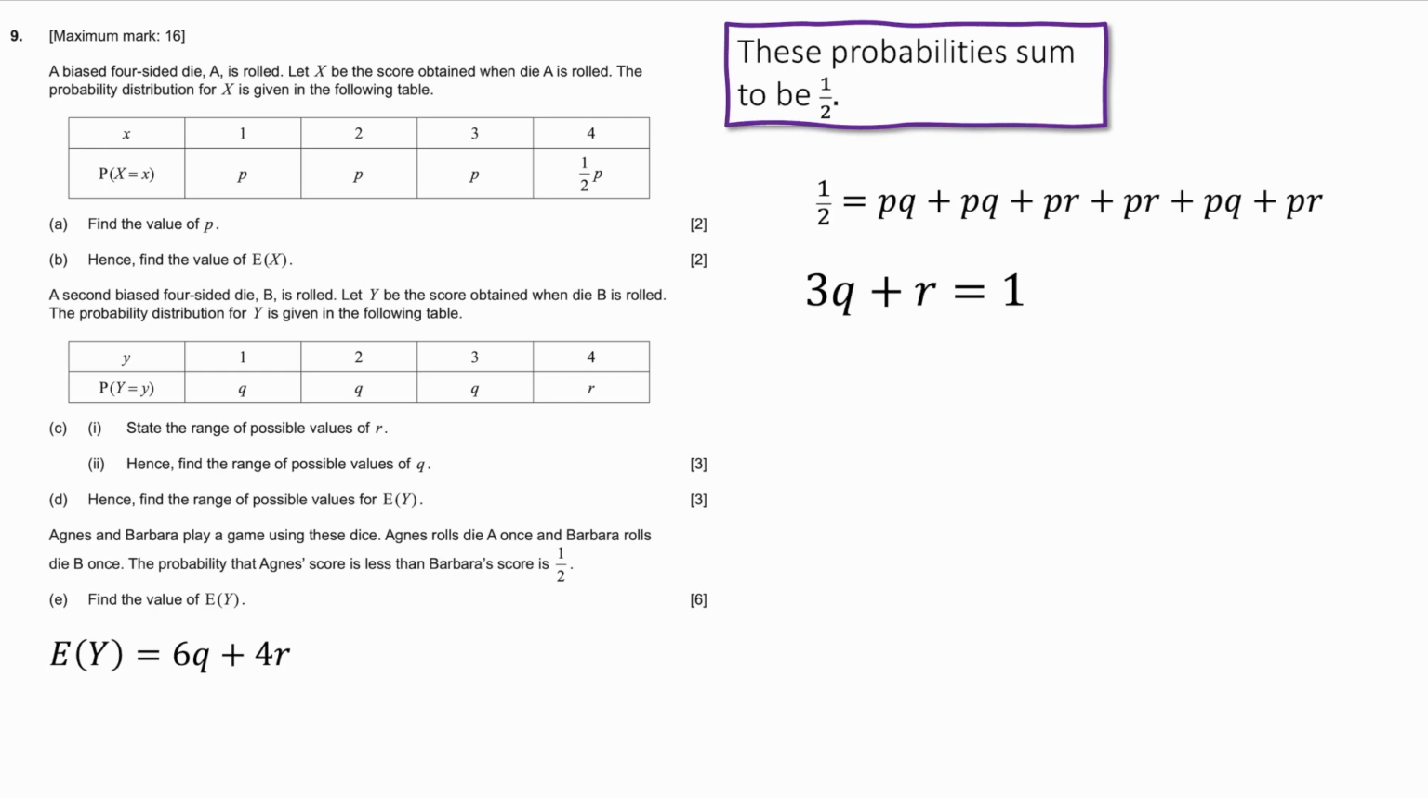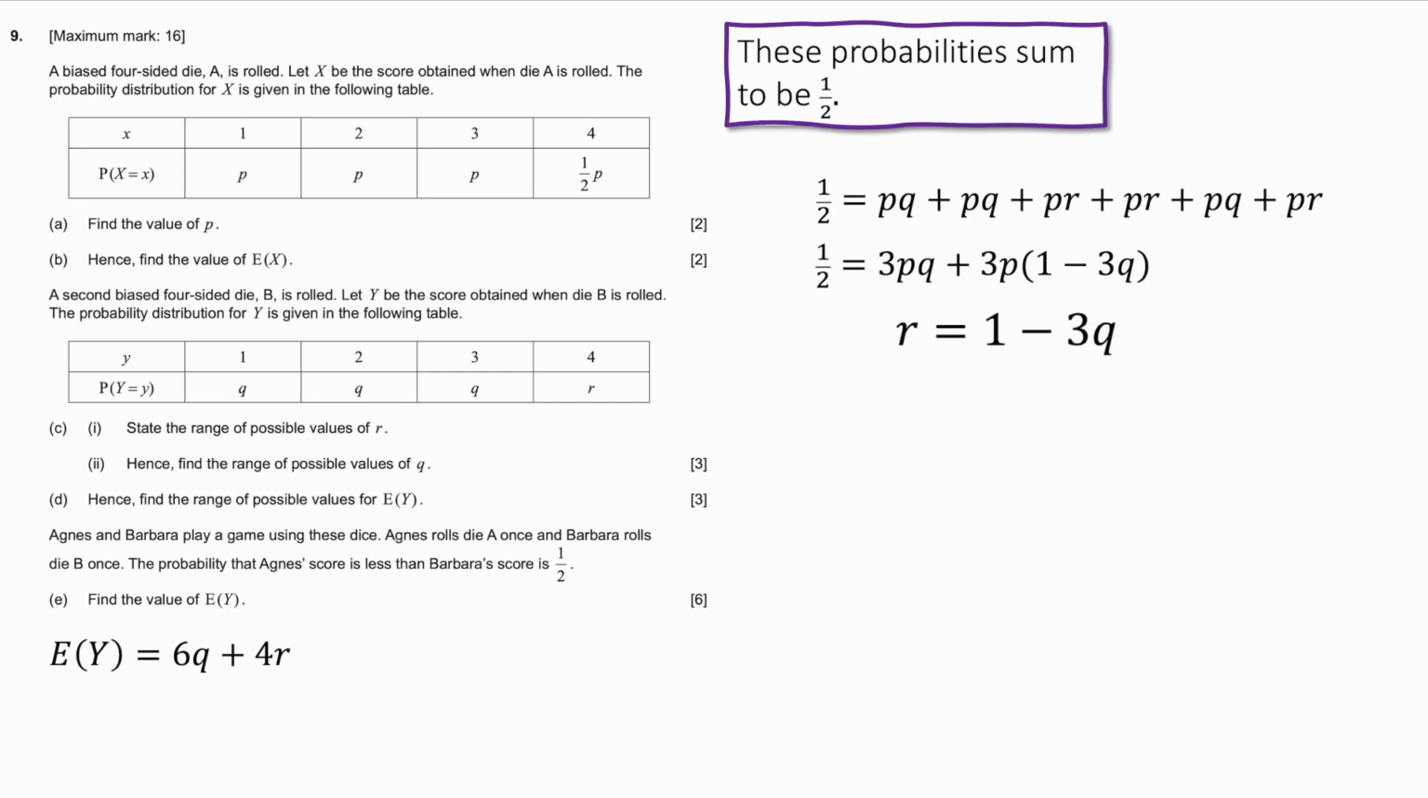Conveniently, we've also got another equation linking Q and R, and that is that 3Q plus R must be 1. That's from earlier in the question when we noticed that Q plus Q plus Q plus R was 1, because those probabilities must add up to 1. We rearrange and we've got R is equal to 1 minus 3Q. And we've also got that this equation simplifies to 3PQ plus 3PR. And we're going to replace all the R's in that equation with 1 minus 3Q, like this.